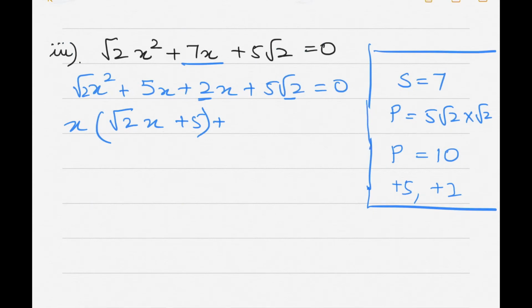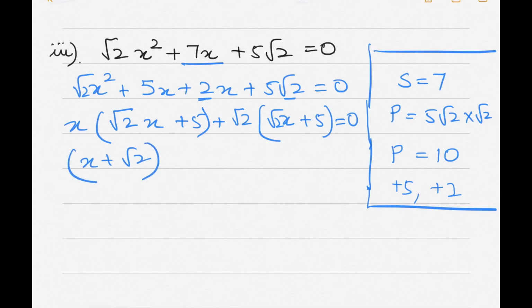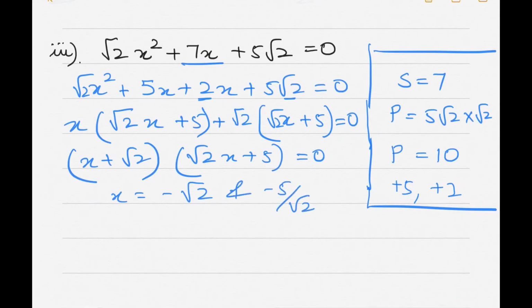So this would be, again, root 2 is common here, so root 2 x plus 5 is equal to 0. So my factors would be x plus root 2 and root 2 x plus 5 is equal to 0. So my x would be minus root 2 and minus 5 by root 2, correct? So these are my two answers for the two roots, right? So these are my two roots of this. So that's fine, that's the answer.